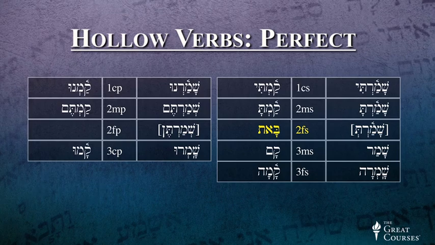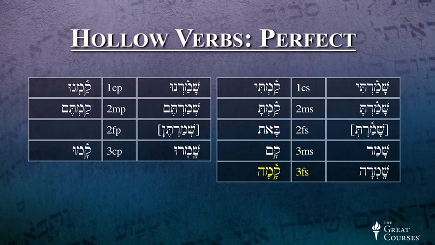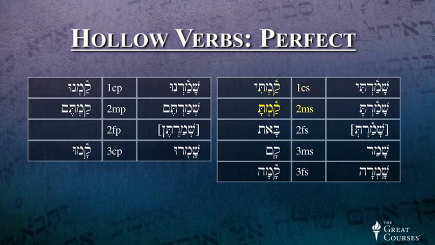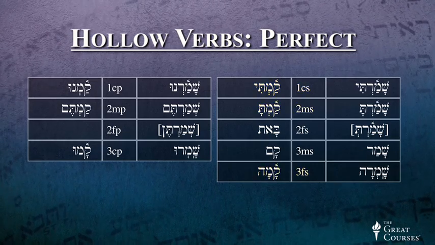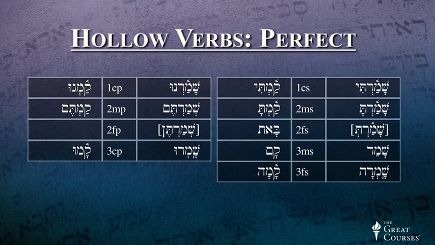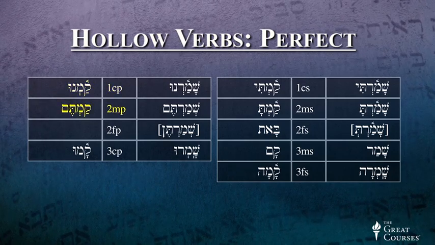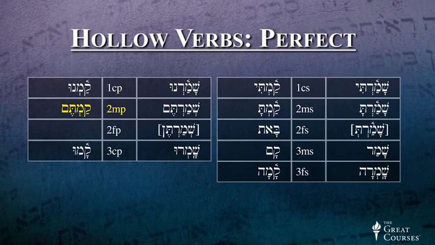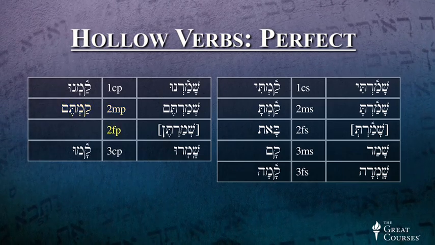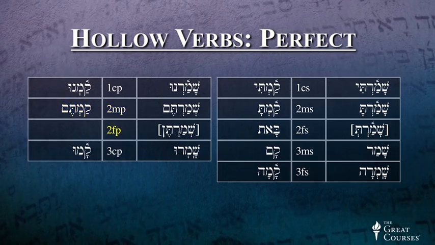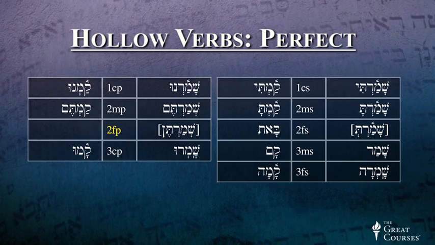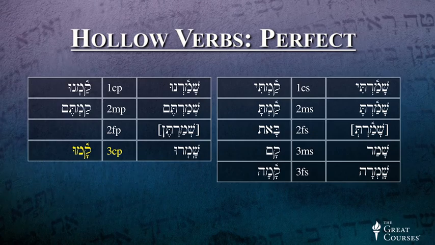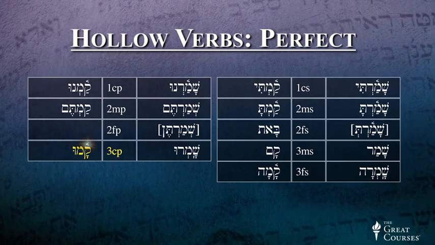In the third person, kam and kama. Note where that accent is. Kamti, kamta, kama. And in the plural, kamnu, kamtem, those second plural suffixes are always heavy. They always pull the accent over. And it would be kamten, but there are no kal second feminine plural perfect hollow verbs anywhere in the Bible. And kamu. Again, notice where the accent is.